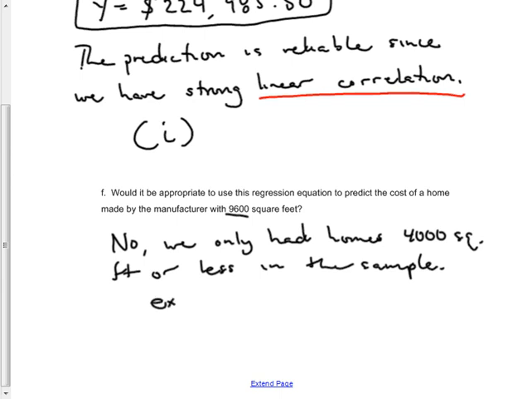It's called extrapolation when you try to extend an observed relationship beyond the data. People do that a lot, but it's dangerous because you can't really assume that the linear relationship we observed on some chunk of values will extend to much different values. So no, we don't want to use that regression equation to make this prediction.